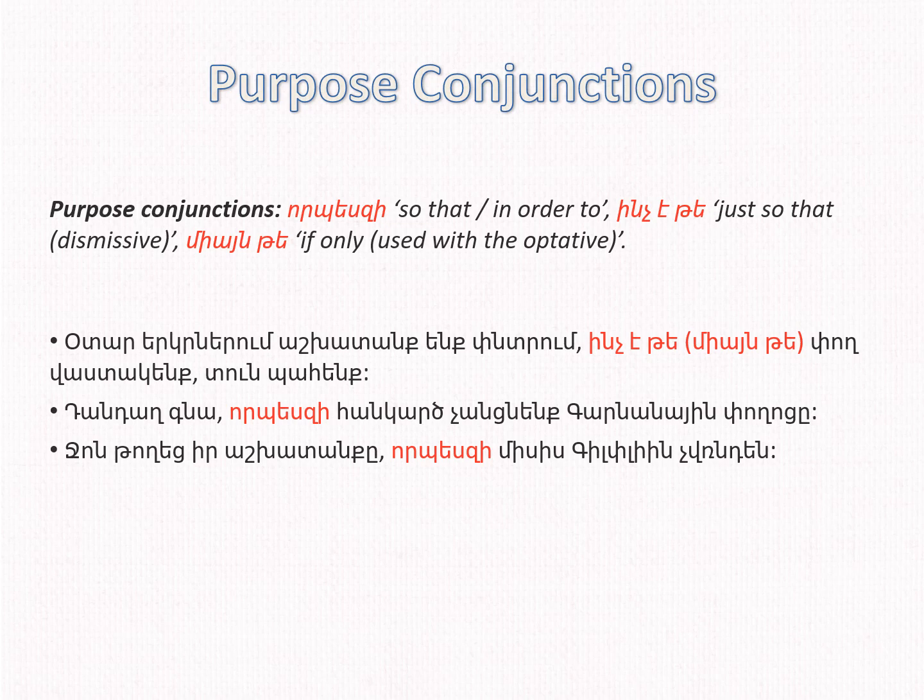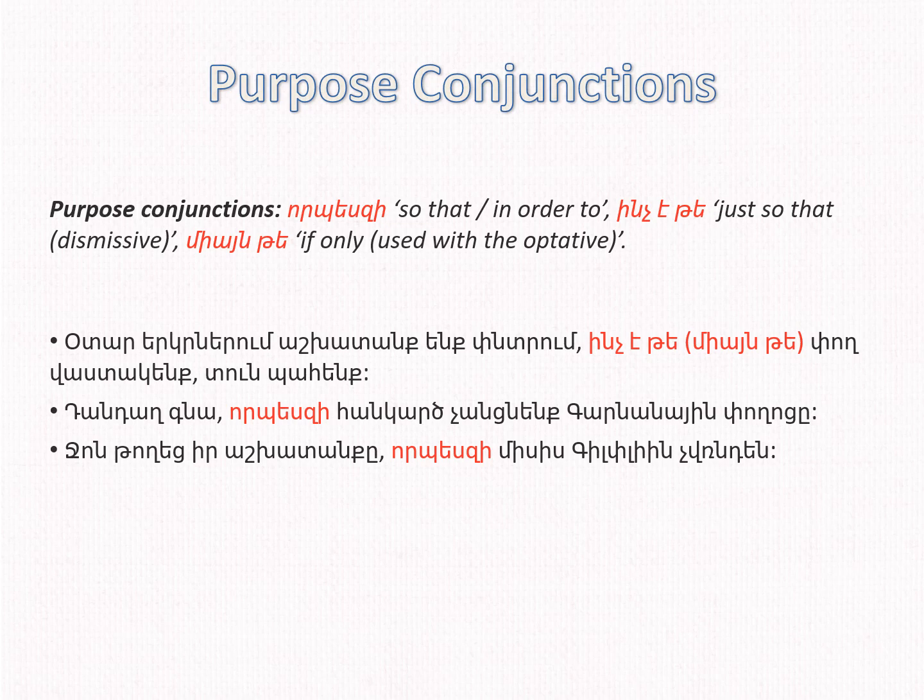Purpose conjunctions express the goal or intention of an action. In Armenian, purpose clauses typically require the optative mood. This is an important structural feature and should not be ignored. The expressions միայնթե, only if, and ինչեթե, just because, introduce clauses with the optative and express a desired or intended result. Ինչեթե often carries a dismissive nuance.